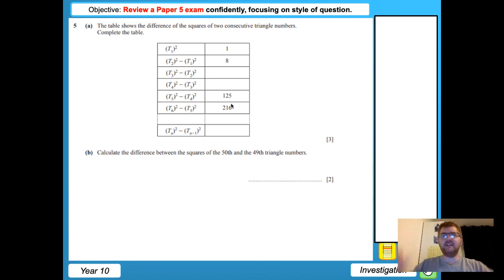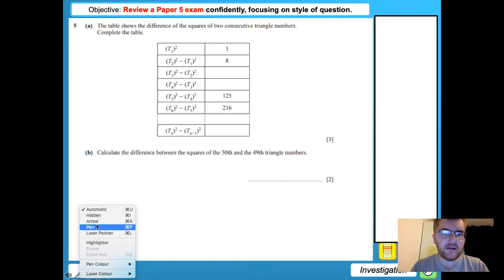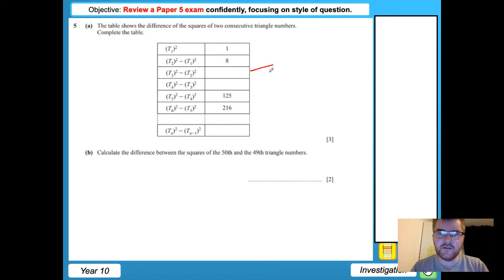Right, let's continue. So they give you another table. There's a very big theme in these paper 5s and paper 6s that they often give you tables where you have to look for some kind of pattern. So the table shows the difference of squares of 2 consecutive triangle numbers. So I will show you very briefly how we work out the first one. So we take t3 all squared minus t2 all squared.